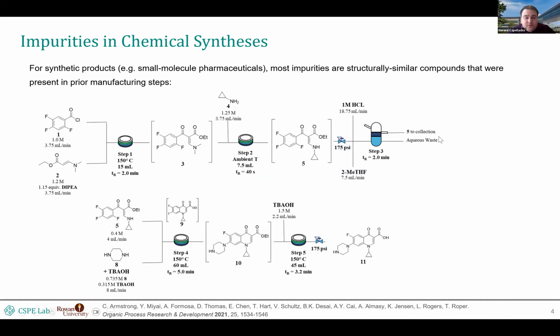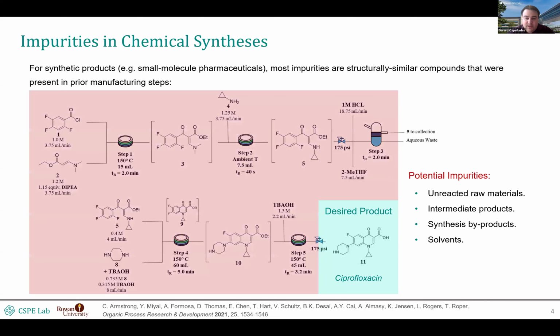As many of you will be aware, in organic synthesis and pharmaceutical synthesis, you have several steps involved, right? And in each of those steps, you're able to generate some potential impurities. You have a product of interest, in this case the synthesis of ciprofloxacin, but you also have a bunch of other compounds: unreacted raw materials, intermediate products, synthesis by-products, even solvents, that could be considered potential impurities, right?